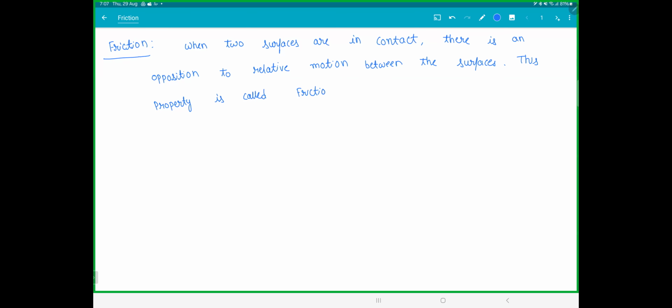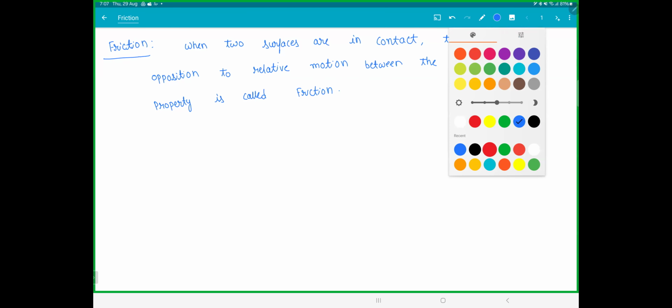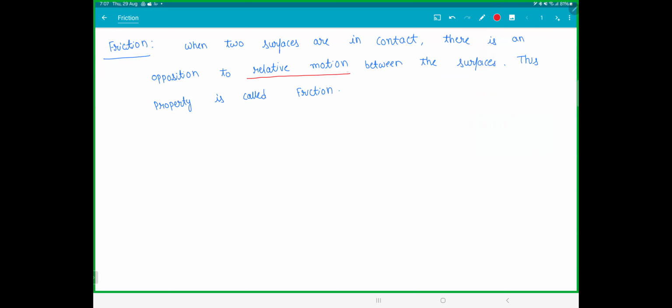Now understand the important word here: friction does not oppose motion. Friction opposes relative motion. Both are completely different. Friction doesn't have a problem with the motion. The problem for friction is if the two surfaces in contact have different velocities. I'll give you more examples on this.